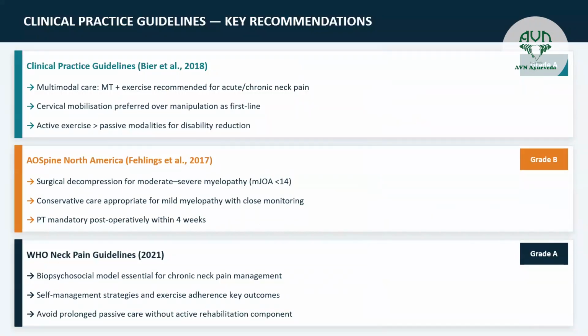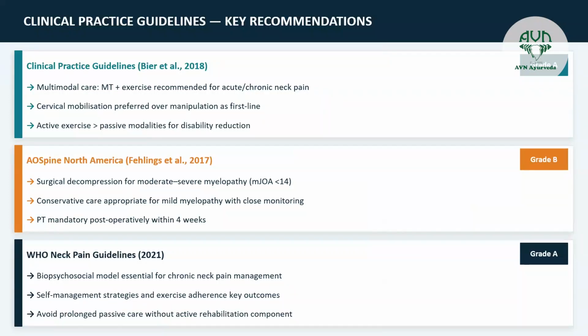So there are certain key recommendations and guidelines which have been put upon how to take care of spine health. As per the WHO neck pain guideline 2021, we have to go on with the biopsychosocial model, essential for chronic neck pain management. That is, we have to check their psychological aspect, psychosocial aspect, and their physical aspect. They have to club the mental and physical aspects in order to improve their disability or the pain.